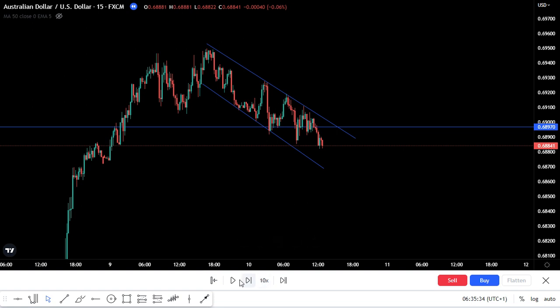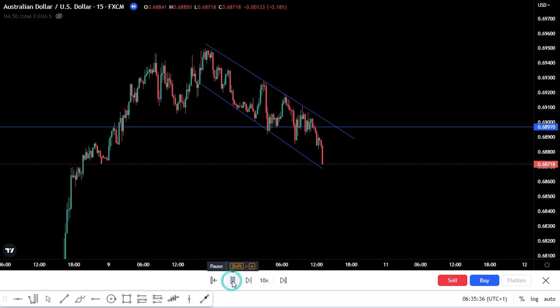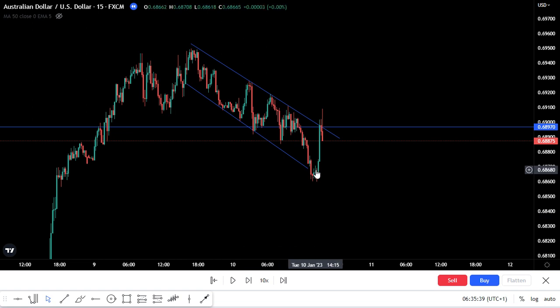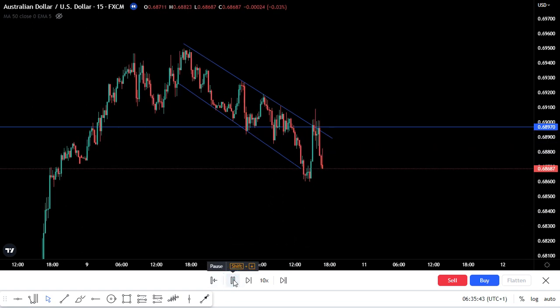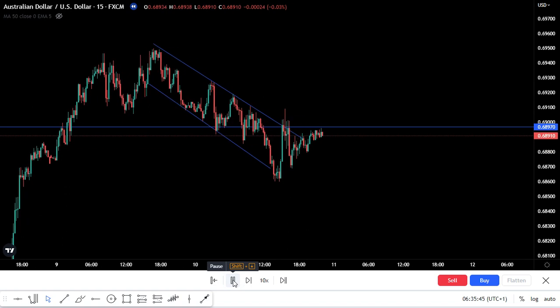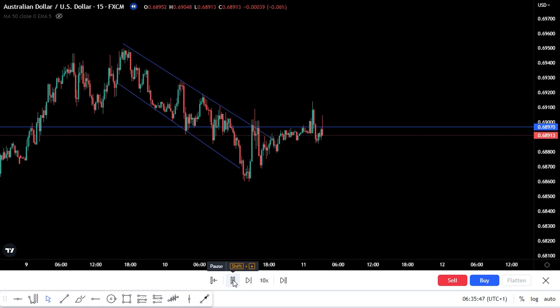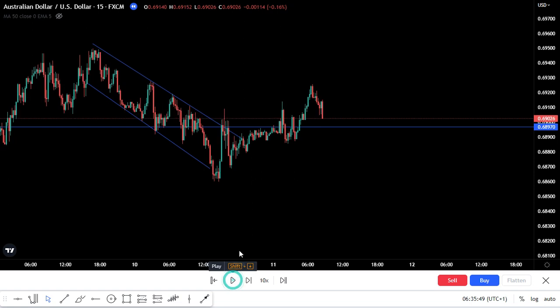So the price continues creating lower lows and lower highs, right? You can see what the price is doing. So the price keeps going to the downside. So let's watch and see.